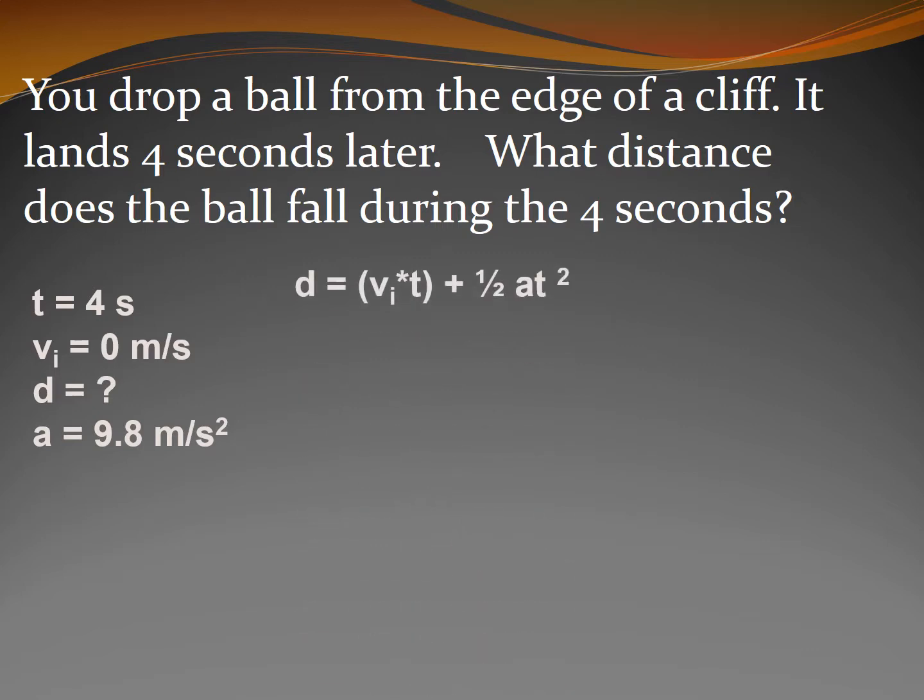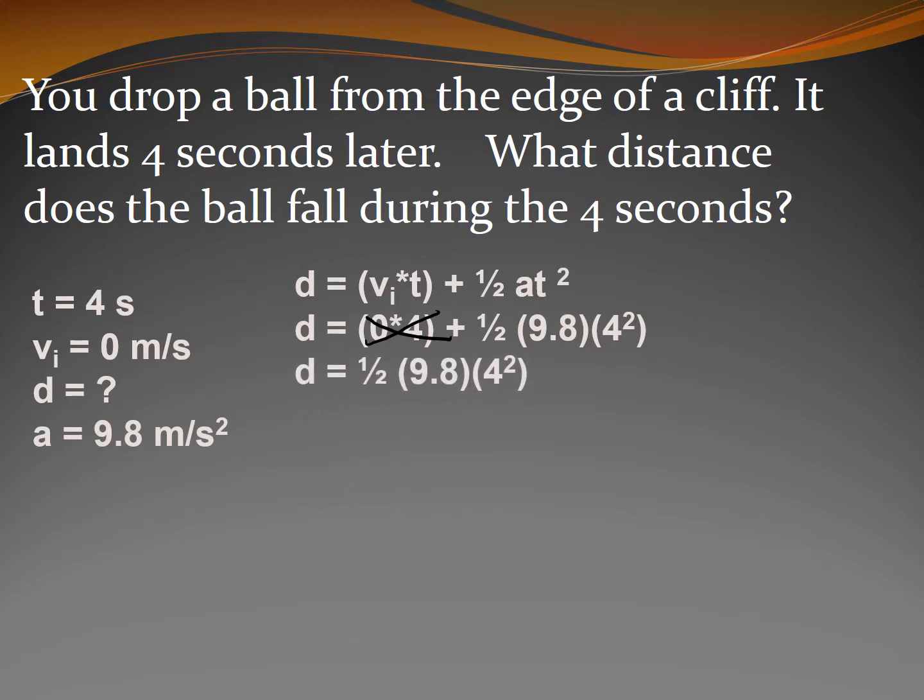So we use our formula. D equals vi times time plus 1/2 at squared. So let's plug in our numbers. We know our initial velocity is 0. That means I can cross this section of the equation out. So we're left with d equals 1/2 times 9.8 times 4 squared. So we simplify this. 1/2 times 9.8 is 4.9. 4 squared is 16. We multiply that together. We get 78.4 meters. So that's how high the cliff was.